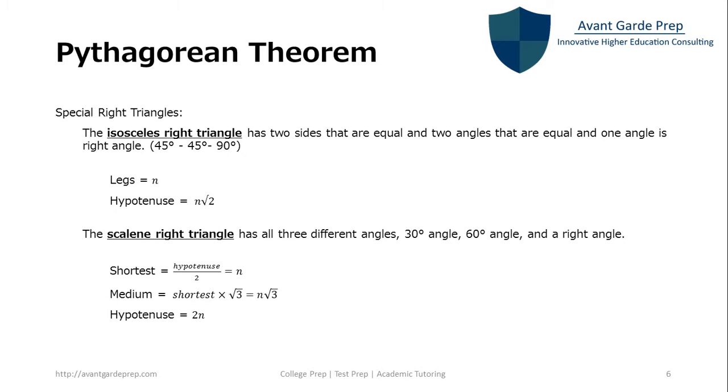There are two special right triangles that you should be aware of. They are commonly referred to as the 30-60-90 and the 45-45-90 triangles. For the 45-45-90, or the isosceles right triangle, each leg has the same length of n, and the hypotenuse has a length of n root 2. Whereas in the 30-60-90, or the scalene right triangle, the shortest side is the n length, the medium leg is n times root 3, and the hypotenuse is 2 times n. These quick rules of thumb will help you easily solve these types of problems.